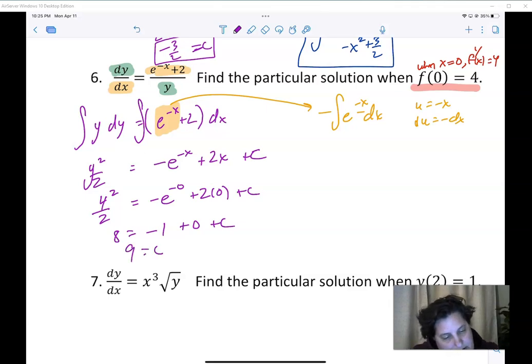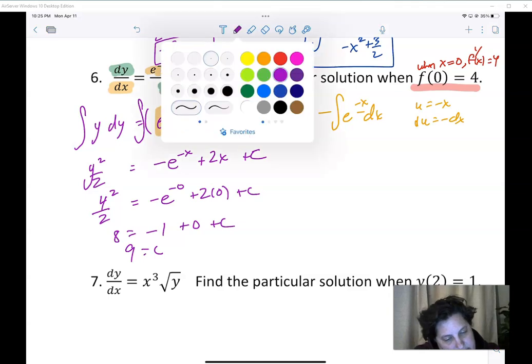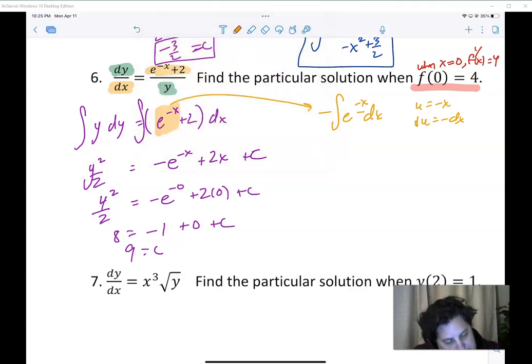Okay, so here we go. Let's write this over here. Let's say y squared over 2 is negative e to the negative x plus 2x plus 9. Multiply everything by 2.